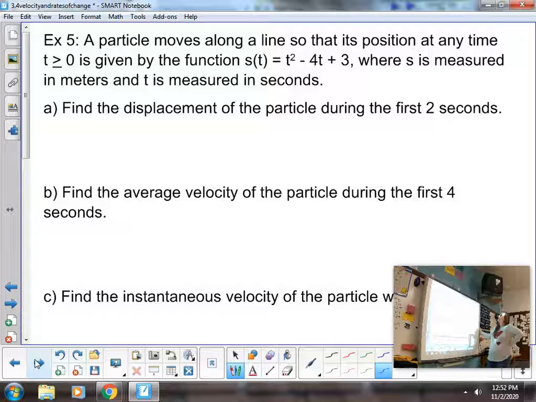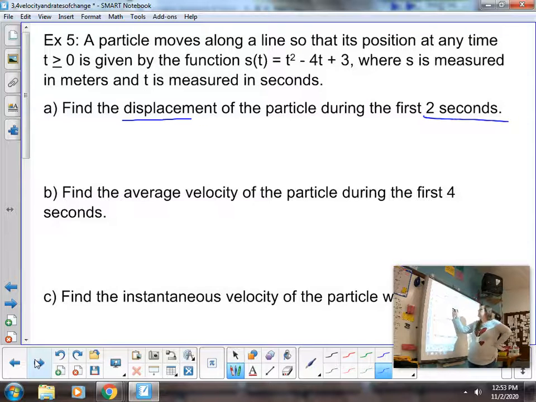Okay, so we have a particle moving along a line so that its position at any time t greater than or equal to 0 (notice we're not dealing with any times that are less than 0) is given by the function s of t is equal to t squared minus 4t plus 3, where s is measured in meters and t is in seconds. So first thing they're asking us, find the displacement over the first 2 seconds.